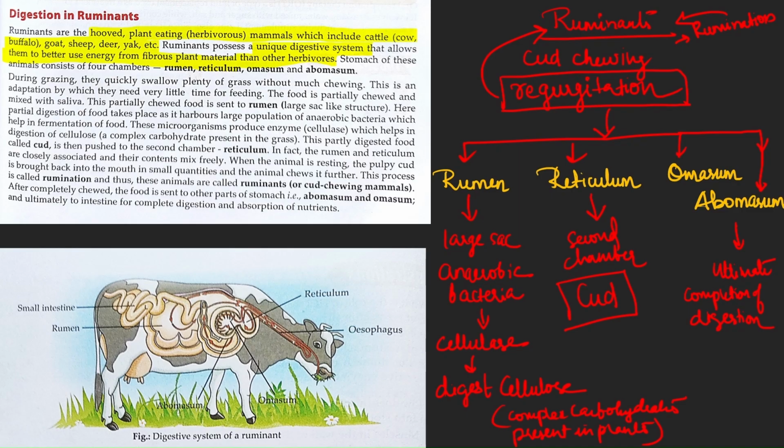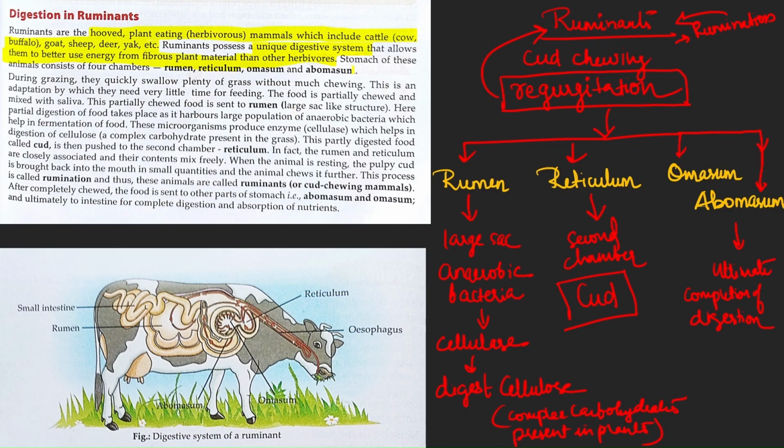It will bring back the food to its esophagus, probably the mouth, and then completely chew it, then swallow and digest. This process of bringing back the partially chewed food, called cud, and chewing it is called rumination, and the animals which do this rumination are called ruminants. So this unique process happens in cow, cattle, goat, sheep, yak, etc.